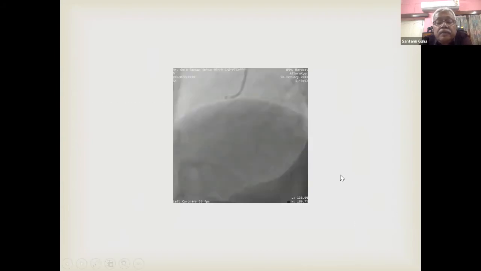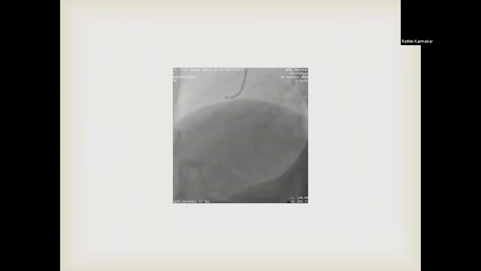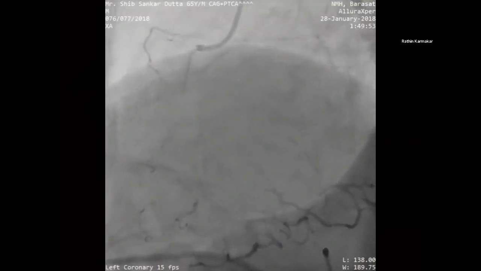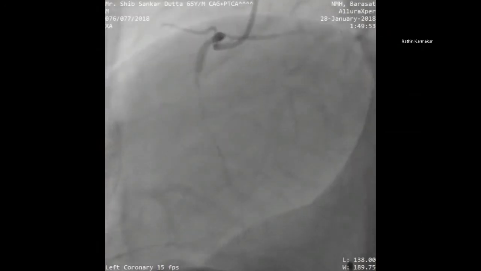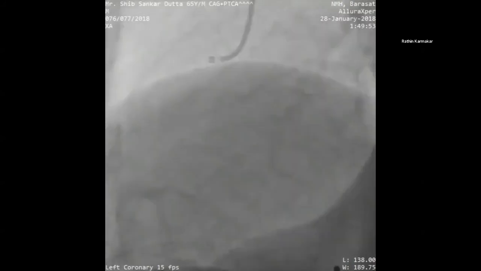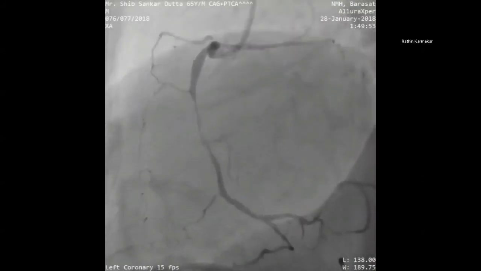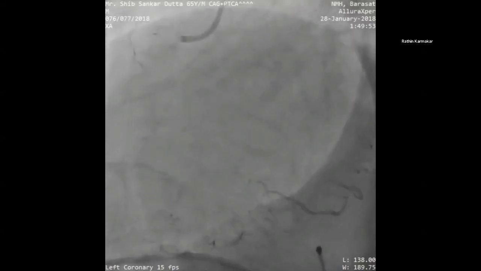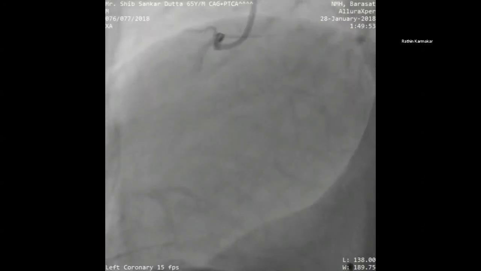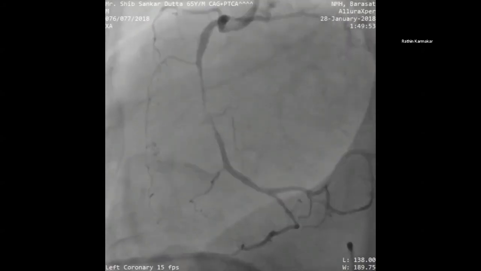This one, okay, yes, I'm playing. It cannot be plaque shift or spasm. The proximal part of the RCA is disease free apparently, but after ballooning there is a lesion in the proximal part also. It can't be plaque shift. Yes, I was also thinking that.